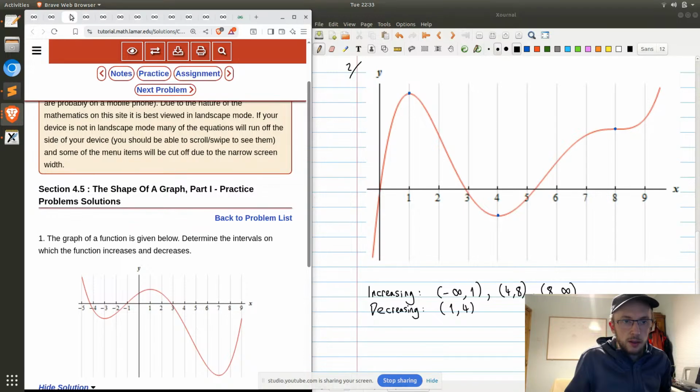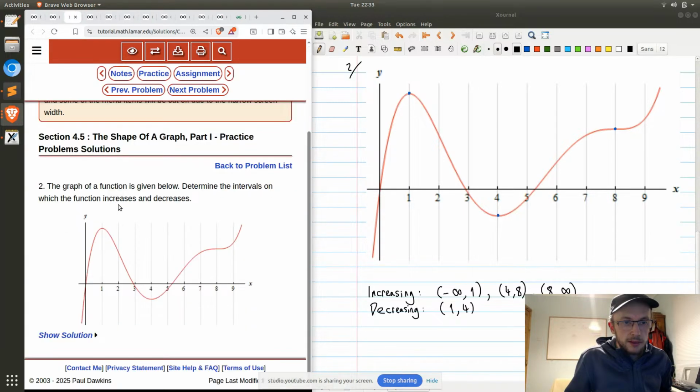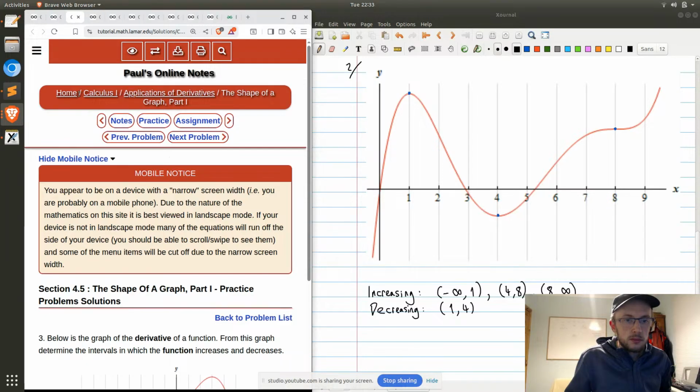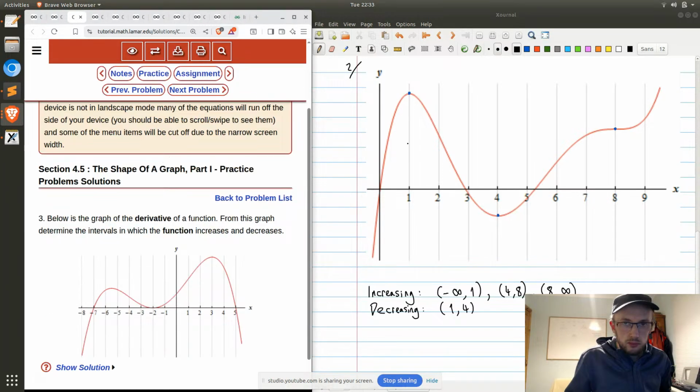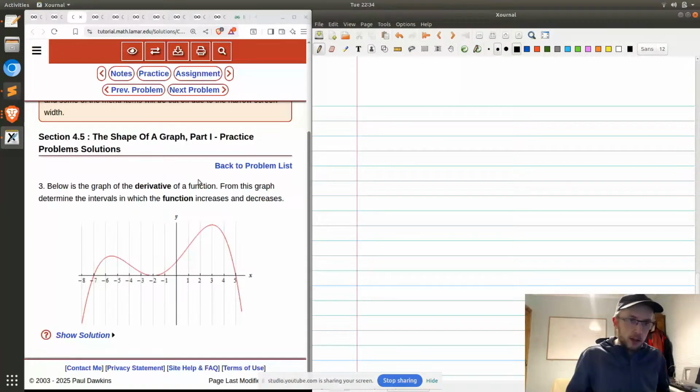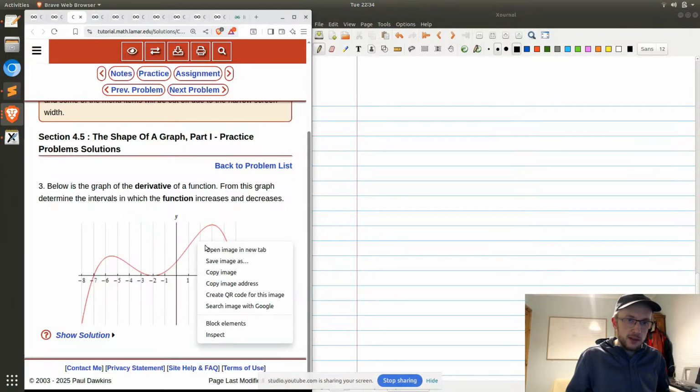Oh, I just did that one. I'm about to see if I'm correct or not. Okay, good. That's correct. Problem 3. Below is the graph of the derivative of a function. From this graph, determine the intervals on which the function increases and decreases.